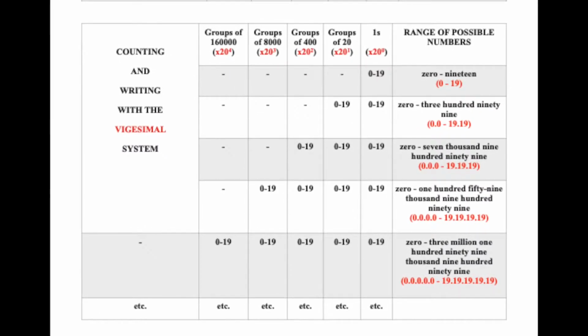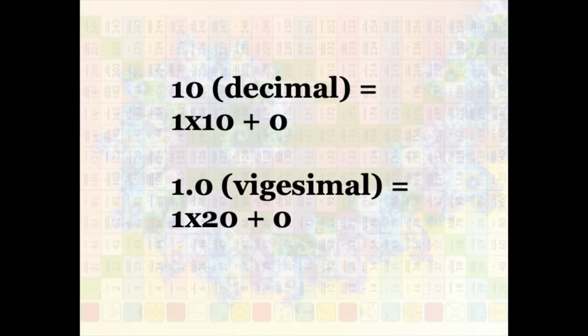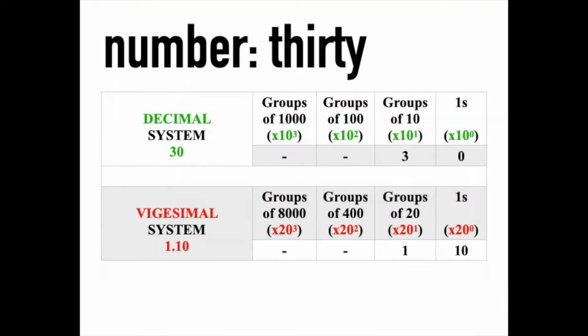So while 10 is decimal notation, meaning one group of 10 and 0 individuals, 1.0 is Vigesimal notation, meaning one group of 20 and 0 individuals. 30 in decimal notation is 30, and in Vigesimal notation, 30 is 1.10, one group of 20 and 10 individuals. 40 in decimal notation is 2.0 in Vigesimal notation, two groups of 20 and 0 individuals.